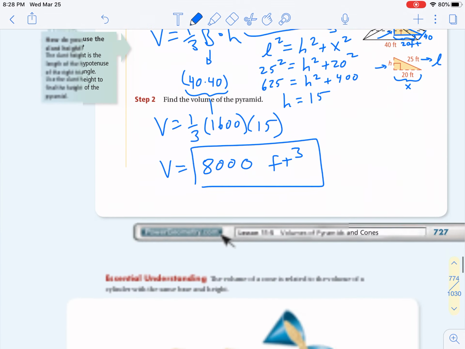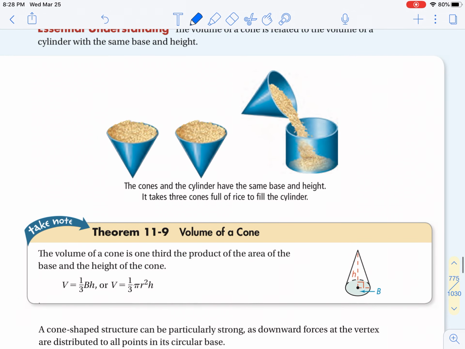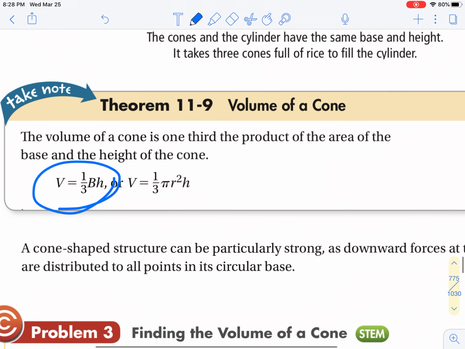In fact, I can take you right onto the cone, and as I talked about earlier, a cone has the exact same formula. If you were to take 3 of these cones and dump them right into that cylinder, it will fill it to the brim. So it's exactly the same: the base times the height, multiplied by 1/3, gets you the volume of a cone.